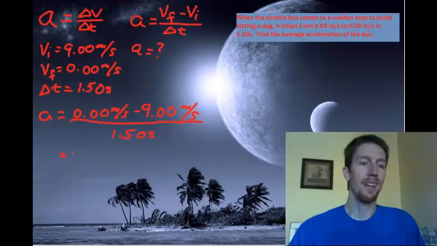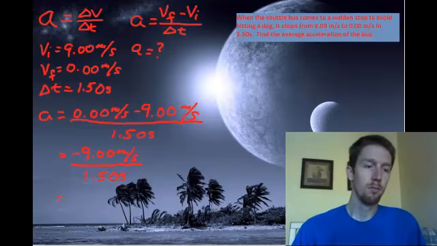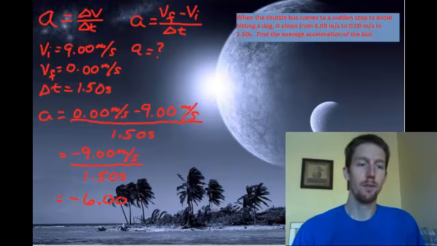Simplify the top, we have negative 9.00 meters per second over 1.50 seconds. A little bit of math: 9 divided by 1.5, yep, it's 6. But more importantly, it's not just 6, it's negative 6.00 meters per second squared. Now, this here is the acceleration of the object.